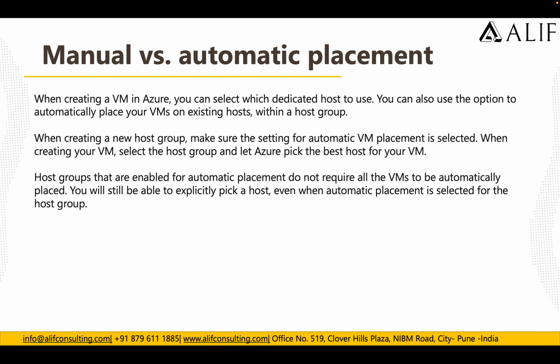When you're creating a VM, select the host group and let Azure pick the best host for your VM. Host groups that are enabled for automatic placement do not require all the VMs to be automatically placed. You will still be able to explicitly pick a host even when automatic placement is selected for the host group. So that option is there. You can still select in which host you want to place your VM. But again, the sizing, the VM SKUs and the families need to be the same on the host group.